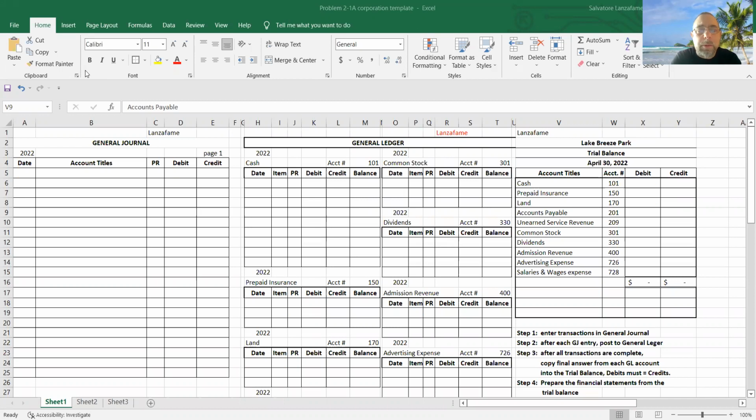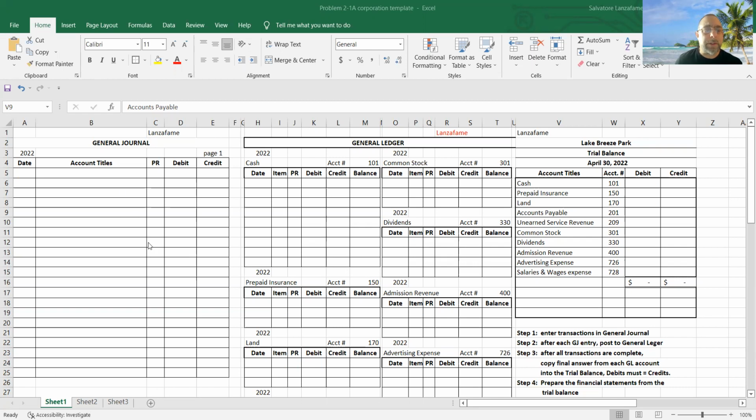Today, what we're going to do is some transactions involving introductory accounting. We're going to be looking at it from a corporation vocabulary point of view. So we're going to do a little mini problem involving a journal, posting to a ledger. We'll do a trial balance, and after that, we'll actually do financial statements. Okay, so let's get going here.